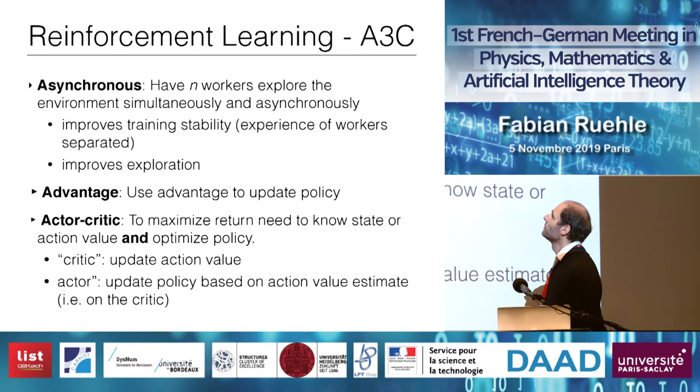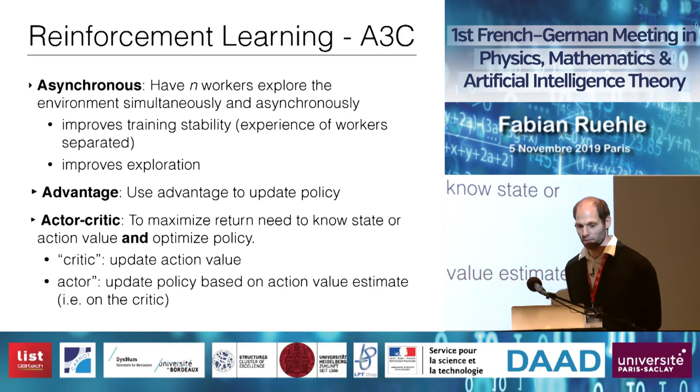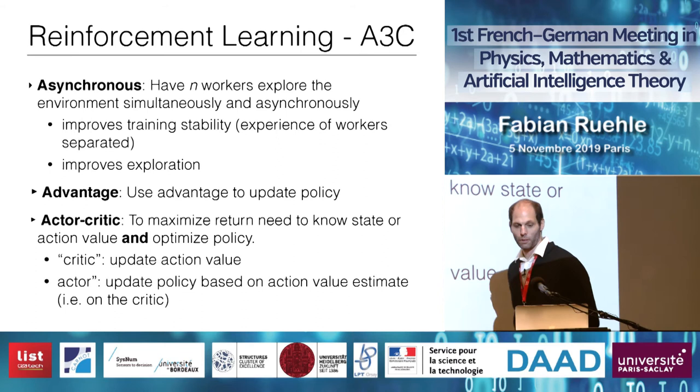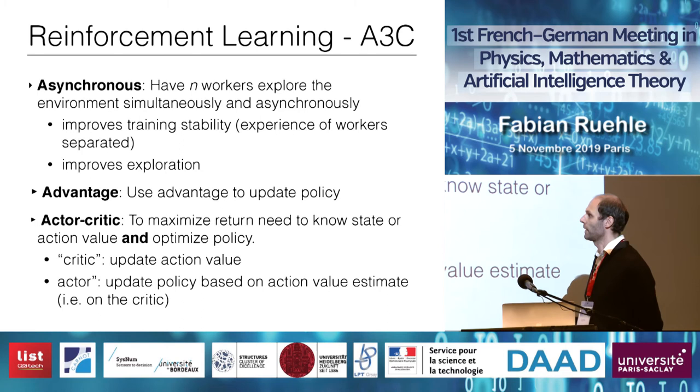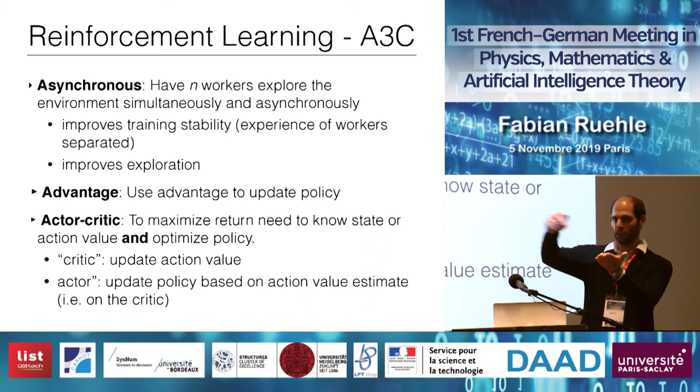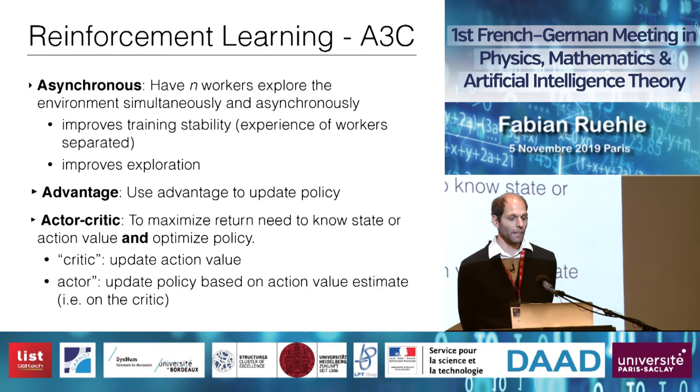There are different implementations of reinforcement learning. One of them was actually used by Go to be the world champion of Go in 2016. This is a slightly different one. This is called A3C, asynchronous advantage actor critic. So three A's and one C. And so asynchronous just means you have n workers, so instead of dropping one and having it explore the environment, you throw a bunch of them in there, and they now explore simultaneously.